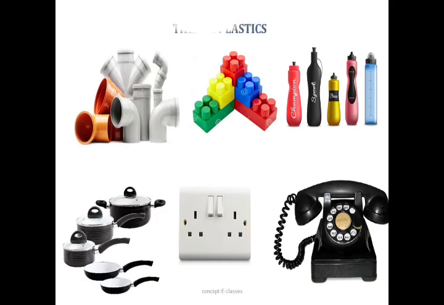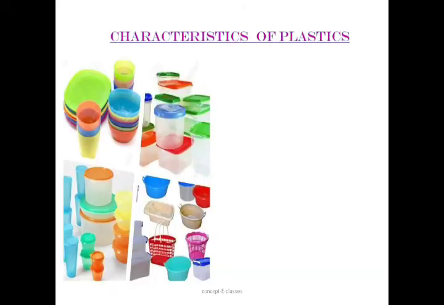And these are all thermoplastics examples: PVC, toys and some bottles. And here you can see thermosetting plastics: the cooking utensils, the handles of the cooking utensils, the switch and phone. These are examples. And now the characteristics of plastics.